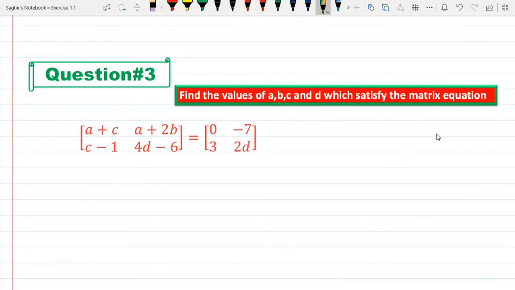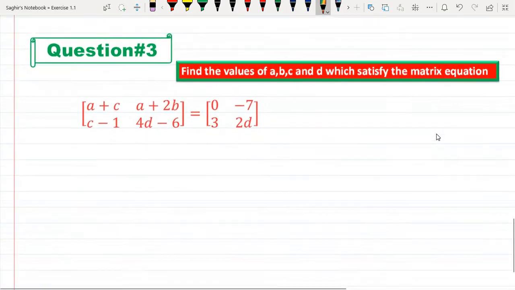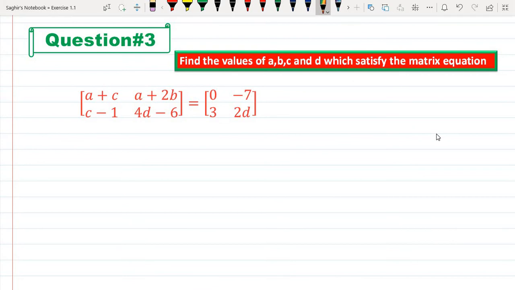Now question number 3. This is a very important question and is sometimes asked in board exams, so understand it properly. Here 2 matrices are equal, so it means their corresponding entries are equal, meaning A plus C and 0 are equal. So here I write A plus C is equal to 0. A plus 2B must be equal to -7 because these 2 matrices are equal. So here I write A plus 2B is equal to -7.